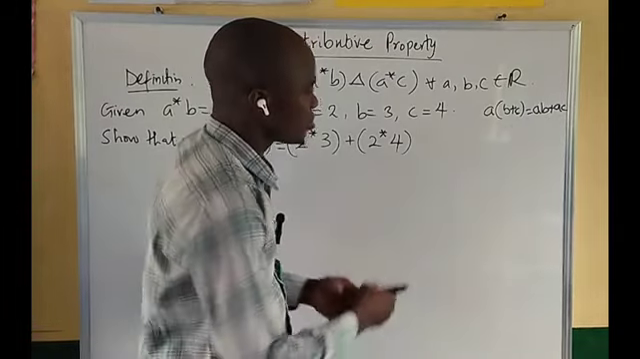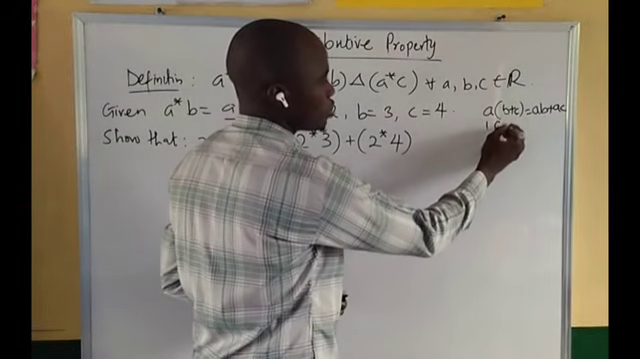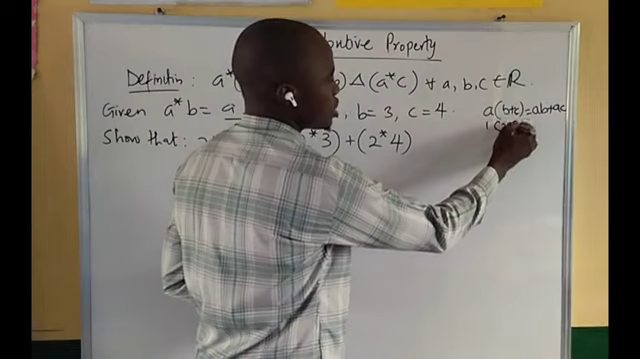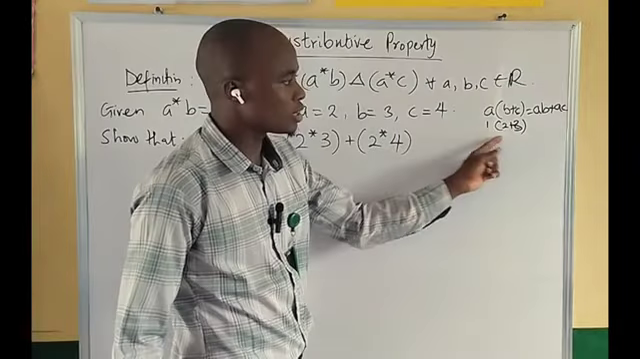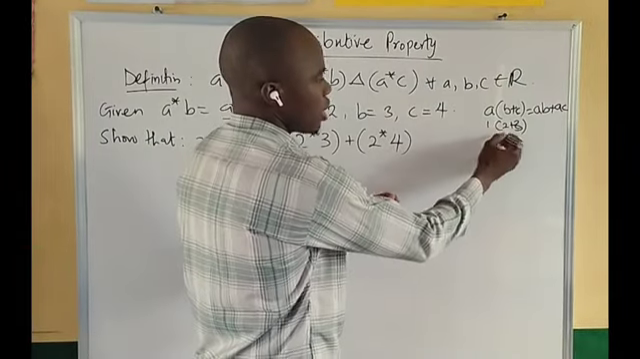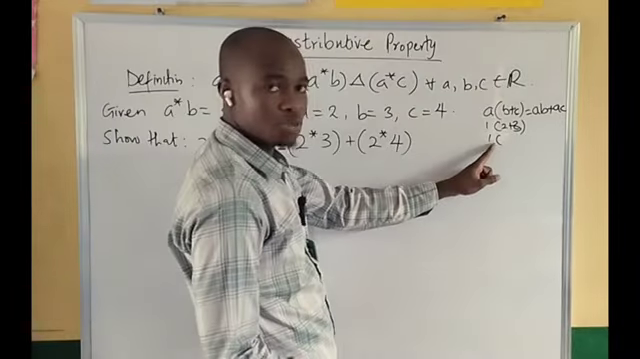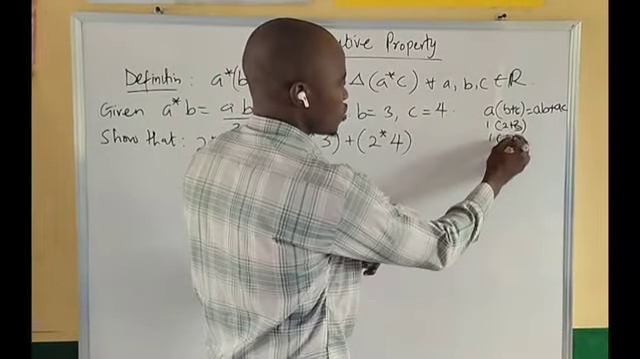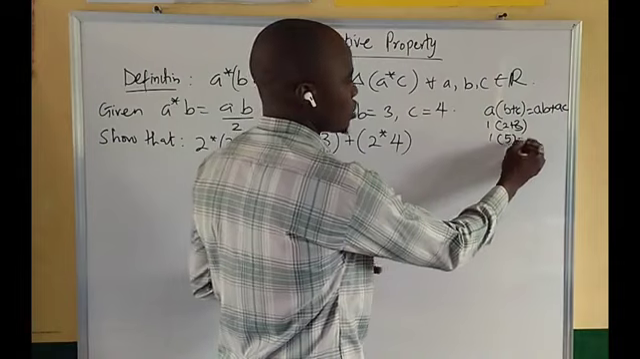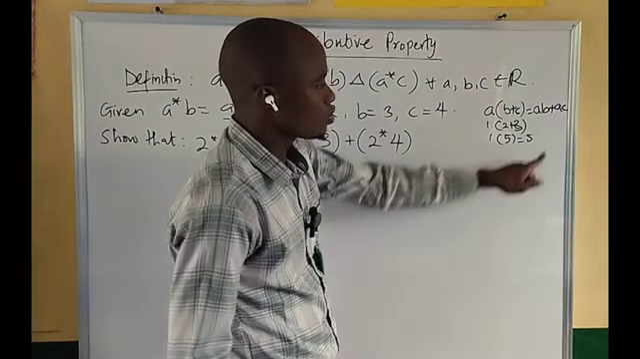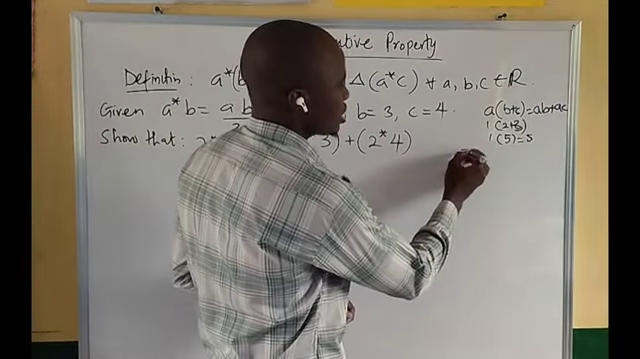So from here, let's say we have a to be 1, b to be 2, then c to be 3. So we have 1 times the bracket 2 plus 3. Don't forget that this is multiplication here. 2 plus 3 is 5, so we have 1 times 5, which equals 5.